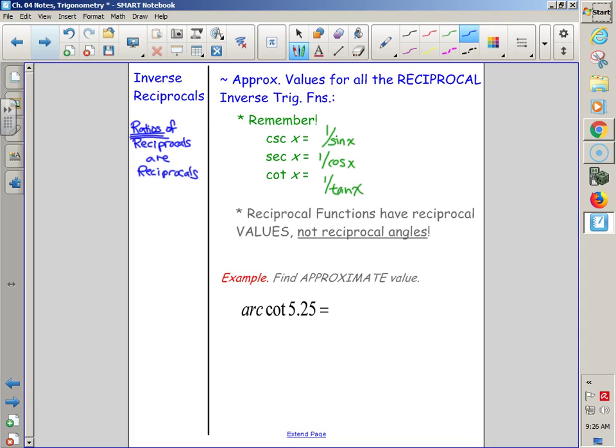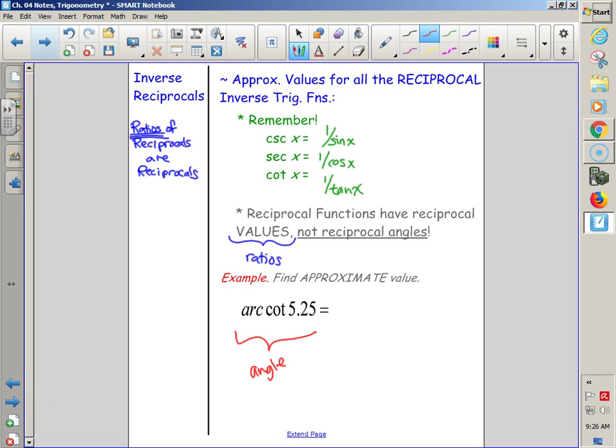Reciprocal functions have reciprocal values, aka ratios, not angles, and this is where it gets tricky. Because when you come down here to do arc cotangent, it does not equal 1 over tangent inverse, because this is all of a sudden an angle, not a ratio.